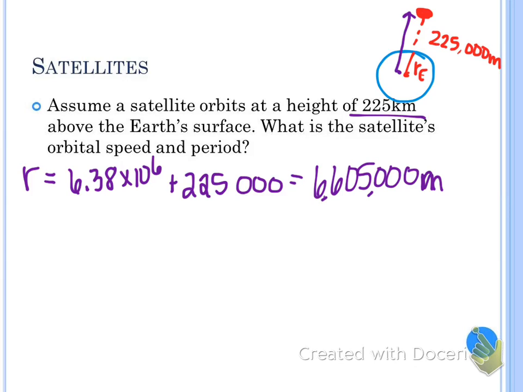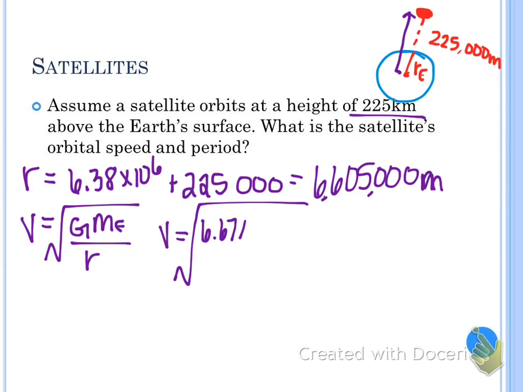It asks us for both orbital speed and period. First things first, we'll solve for orbital speed. To do that, we're going to use our satellite equation, which was V equals the square root of G times the mass of the Earth over R. This equation is for satellites only. It's derived from one of our uniform circular motion equations. We're not going to walk through that derivation, but that's where it comes from. So V equals the square root of 6.67 times 10 to the negative 11th times the mass of the Earth over R.